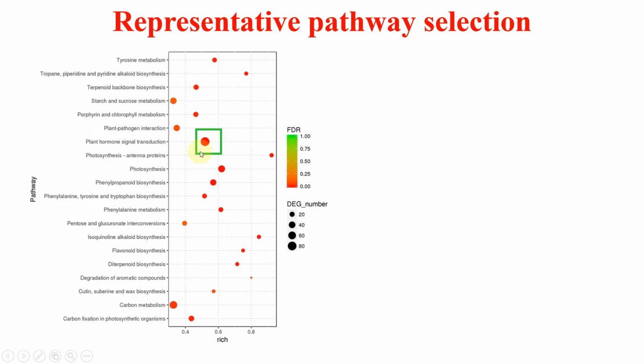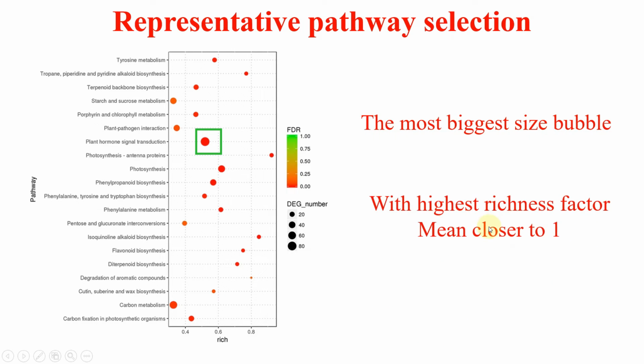According to me, the representative pathway in this bubble chart is plant hormone signal transduction. Why? Because this is the biggest size bubble. You can see among all of them, this is the biggest size. You can see here the size shows the DEG number. So it means you also need to select the biggest size bubble, which has the highest richness factor, meaning closer to 1.